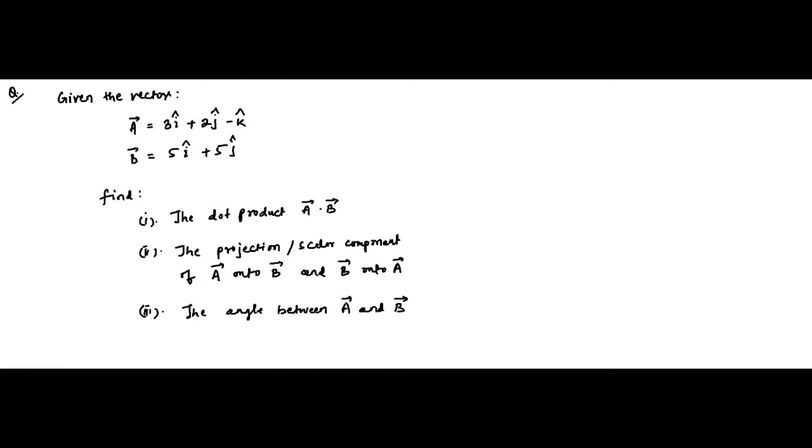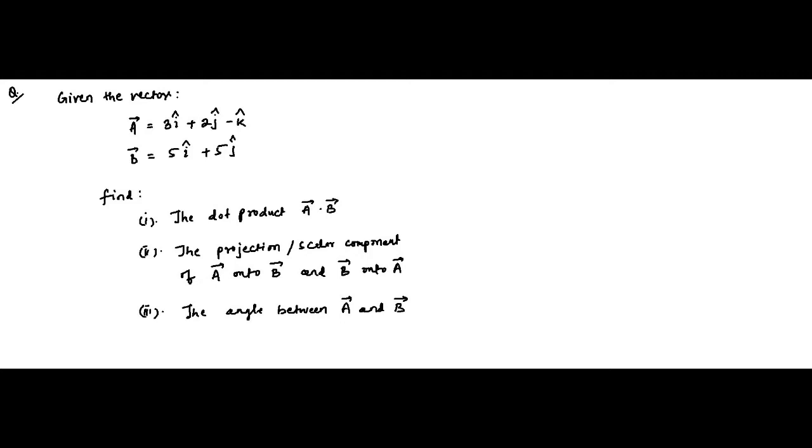So here is another question on dot product of vectors or scalar product of vectors. Again we are given two vectors, a vector and b vector, and we have to determine the following: dot product, the scalar projection or the scalar component of a vector onto b vector and b vector onto a vector, and then the angle between a vector and b vector.